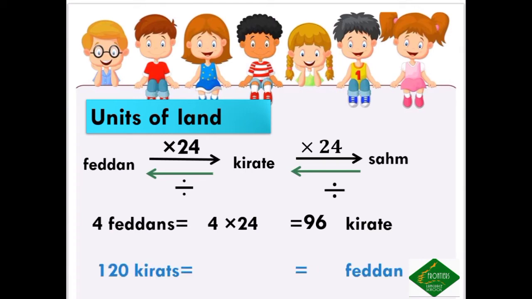120 kirat equals how many feddan? So I will convert from kirat to feddan, from smaller to bigger unit. I will divide by 24. So I will write 120 divided by 24 equals 5. You can use your calculator and get the answer.